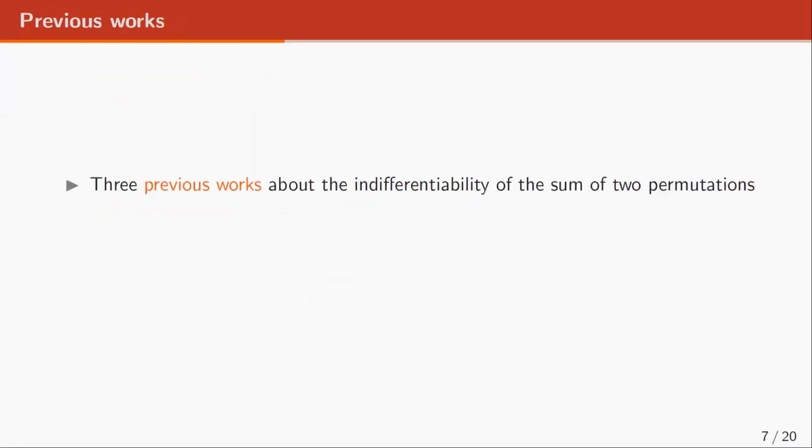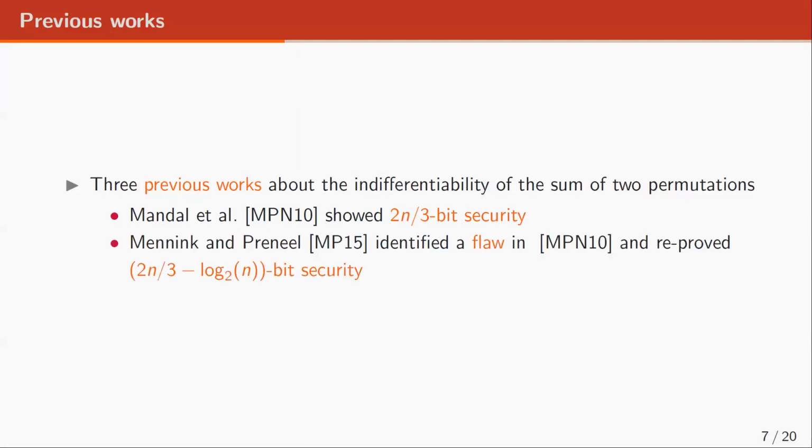And all previous works on the indifferentiability of the sum of two permutations: there are three. The first one was in 2010 by Mendel et al., and they showed 2n/3 bits of security. But in 2015, Mendel and Pernil identified a flaw in this work that invalidated the results, though they were able to reprove similar bounds. They only lost a logarithmic term. And in 2018, Bhattacharya and Nandi improved this result with a new technique to reach n bits of security.